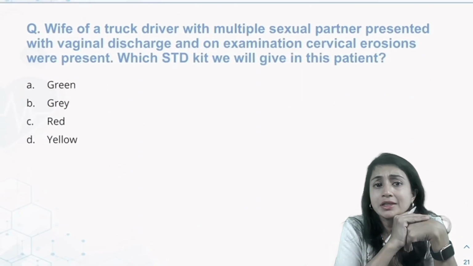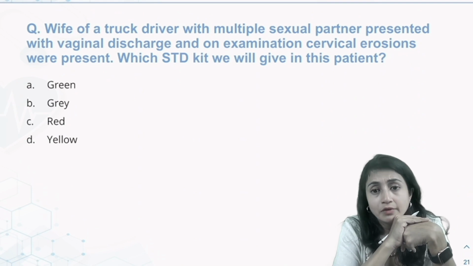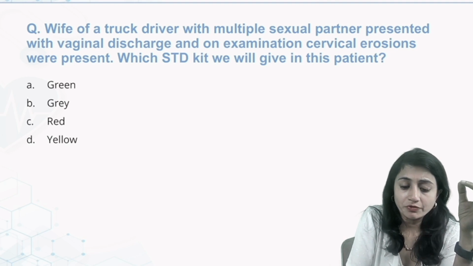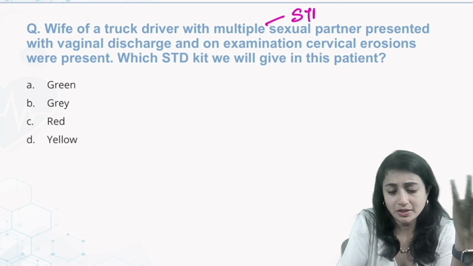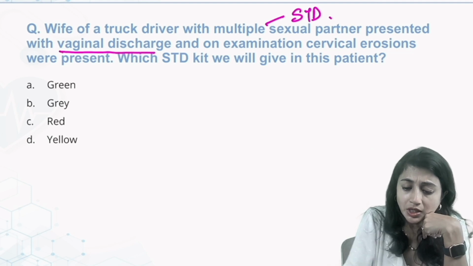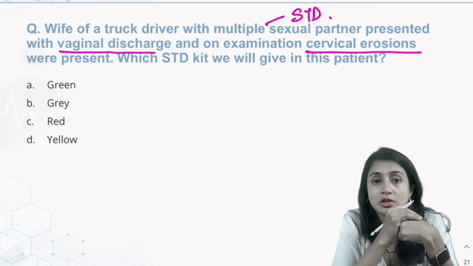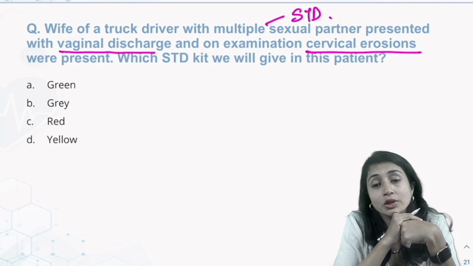Okay, this was a little confusing. Wife of a truck driver with multiple sexual partners presented with... So the first line tells me that they're dealing with an STD for sure. Presents with vaginal discharge, and on examination you see cervical erosions. Which STD kit will you give to this patient?